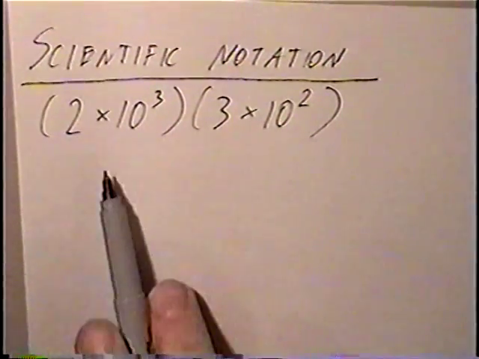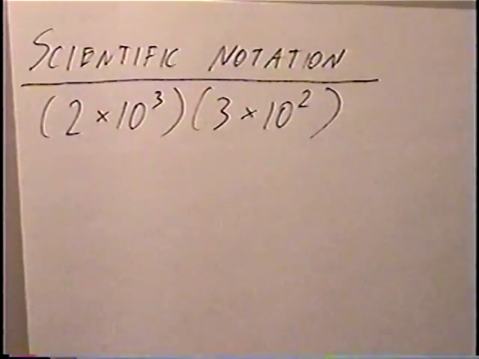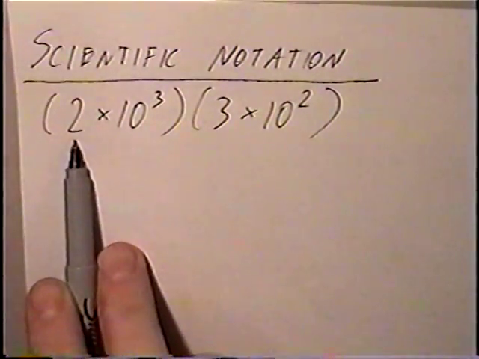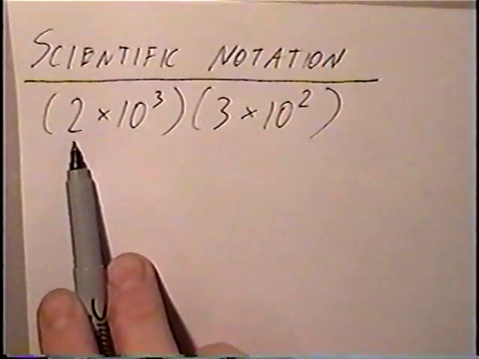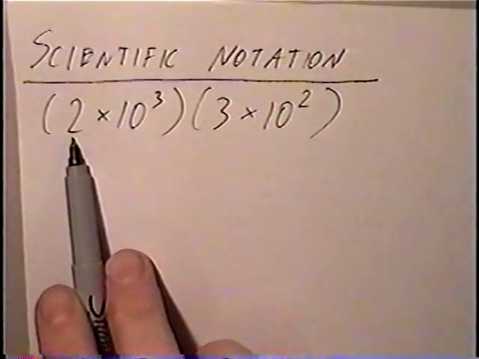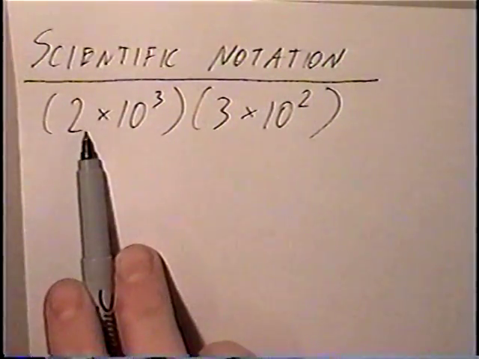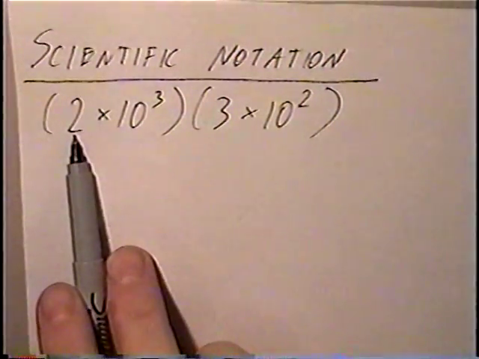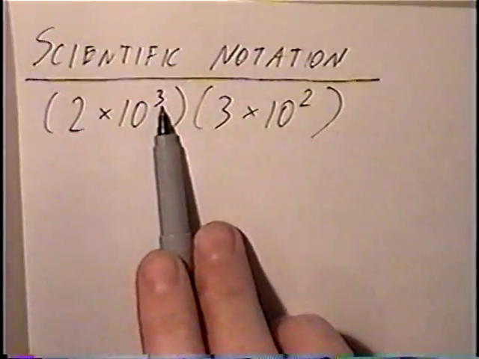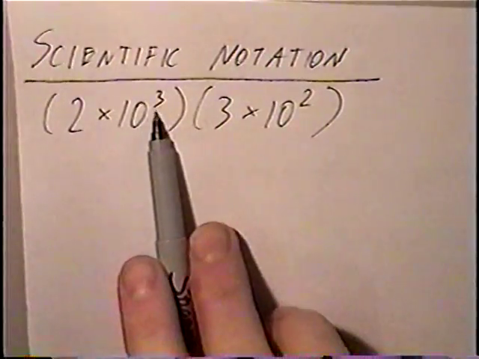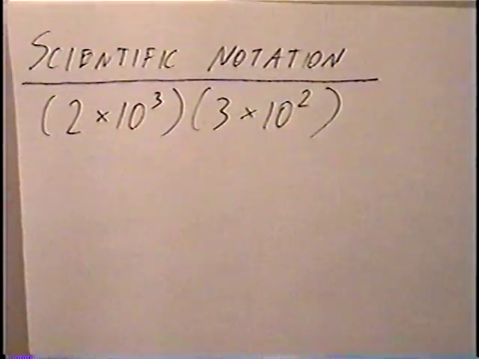Scientific notation. This question has two numbers, each in scientific notation. In scientific notation, you have a number times 10 to some exponent. The number, though, has to be between 1 and 10. It can only be a single digit number. It could have decimals afterwards, but it can only be a single digit number and can be no larger than 10, times 10 to some exponent. The exponent could be positive or negative. In this case, both exponents are positive.